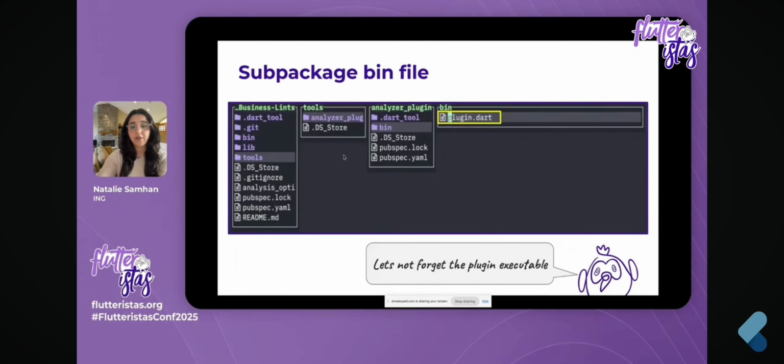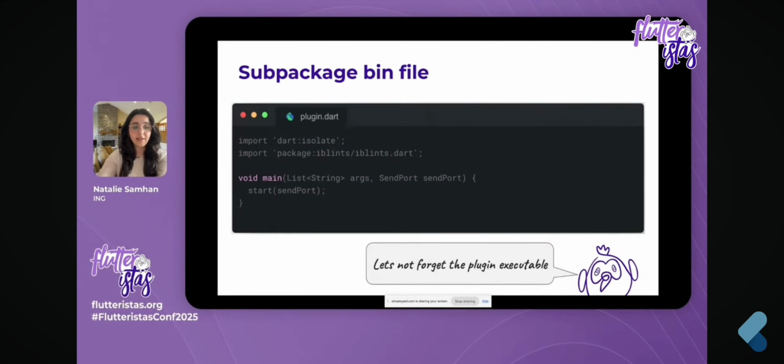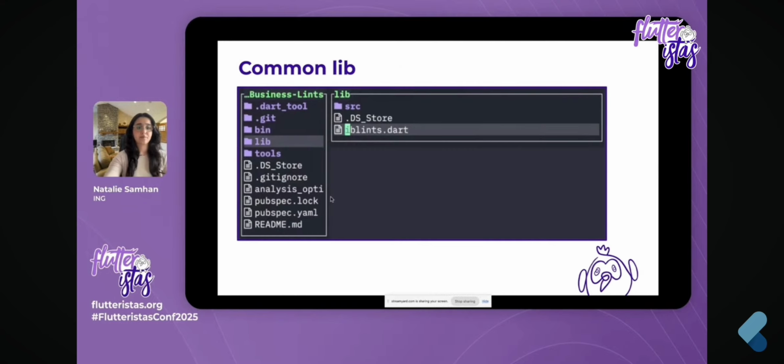And now let's have a look at the executable file. In here, we will have one main function that will pass the arguments and port and call the start method using the port. Now this send port is actually the port number that facilitates the communication between the Lint plugin and Analyzer server. And we call the start method passing the send port to begin the linting process.